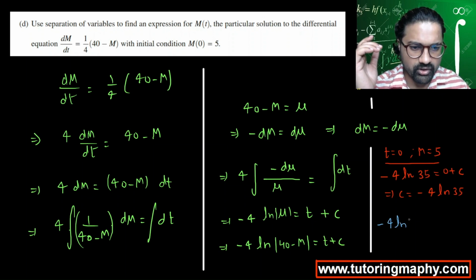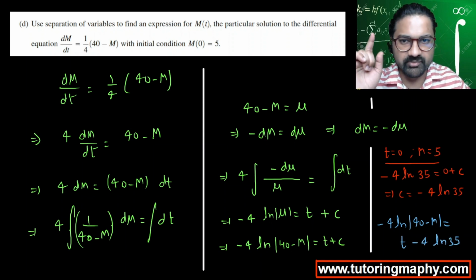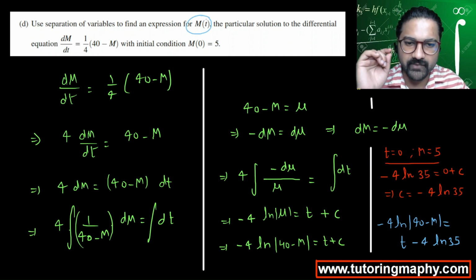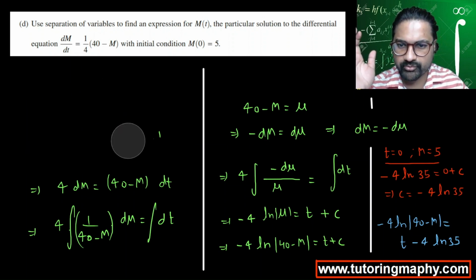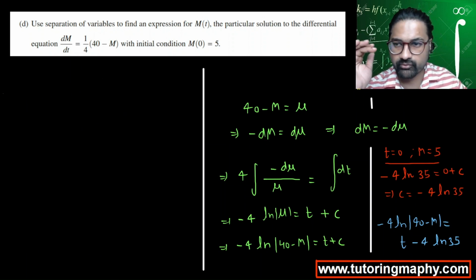Negative 4 ln(40 minus m) is equal to t minus 4 ln 35, but do not leave the answer like this because they need the expression of m(t). So they want you to isolate m entirely. So I'm going to erase this part over here. I hope you have written this down if you were writing anything.